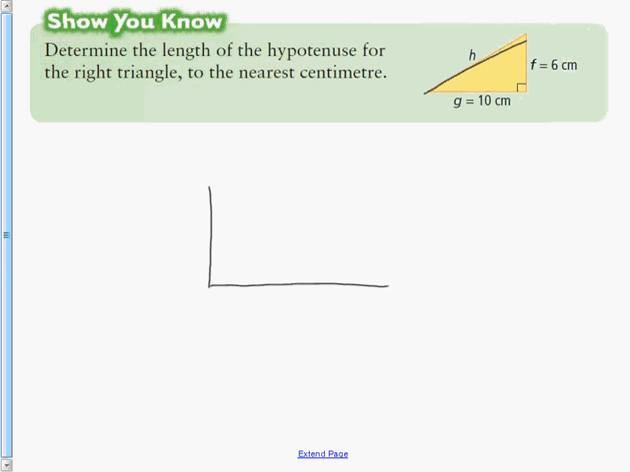So I'm going to redraw my right triangle. I always like to do it this way. I don't know why. 6 is one leg, 10 is the other, and the missing leg or the hypotenuse is x. So there are two methods we can use to solve this.